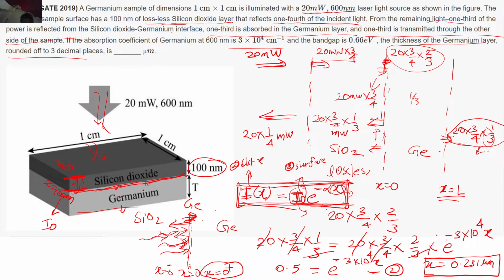So to calculate the power that is transmitted from the interface of silicon dioxide and germanium into the germanium, we have to do all these things. We have to find how much of this 20 milliwatts is actually transmitted from the interface into the germanium. So let's start again. We have the 20 milliwatts with us. They have given that 1/4 will be reflected back. So we know 3/4 of this 20 milliwatt power will be transmitted through the silicon dioxide.